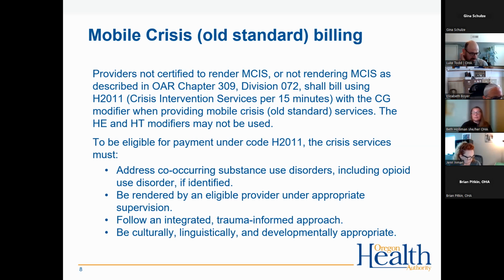And then this list of things, eligibility criteria to be eligible for payment under H2011, that's just from the Medicaid state plan. These are really things that are supposed to be true across the board for crisis services. But I've got them listed here. And if there are no questions, we could go to the next one.